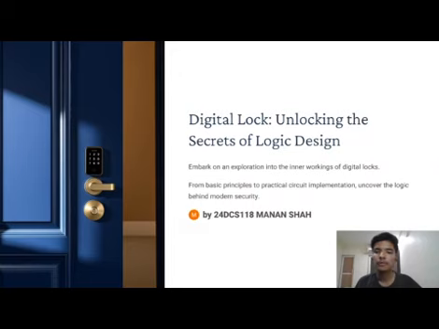And my today's presentation topic is digital lock: Unlock the secret of logic design. So today we learn about the digital lock using logic gates. Embark on an exploration into the inner workings of digital locks, from basic principles to practical circuit implementation, and uncover the logic behind modern security, etc.